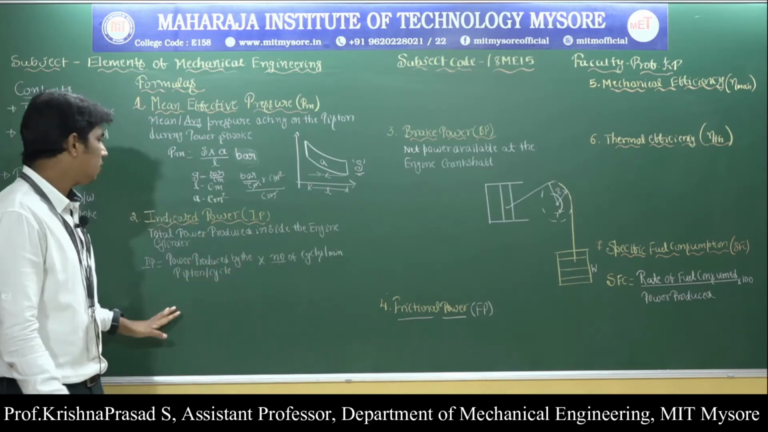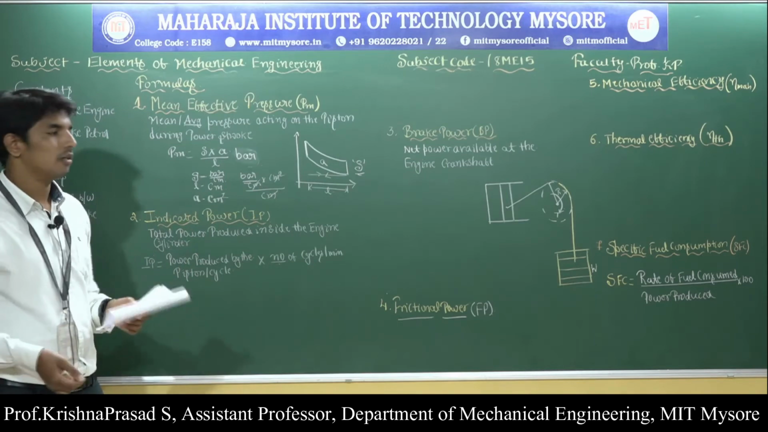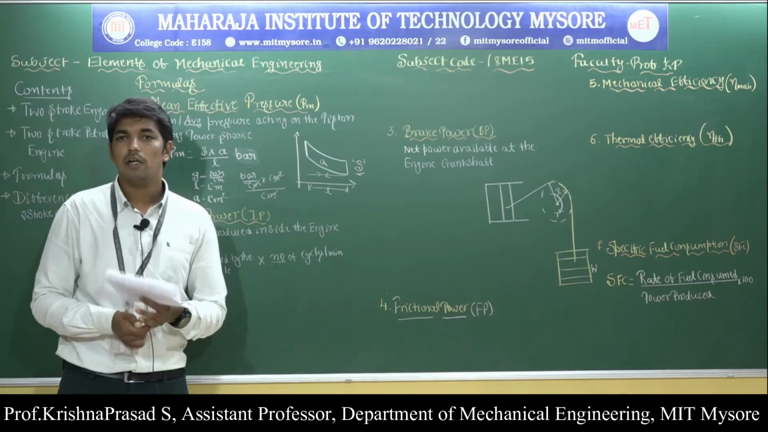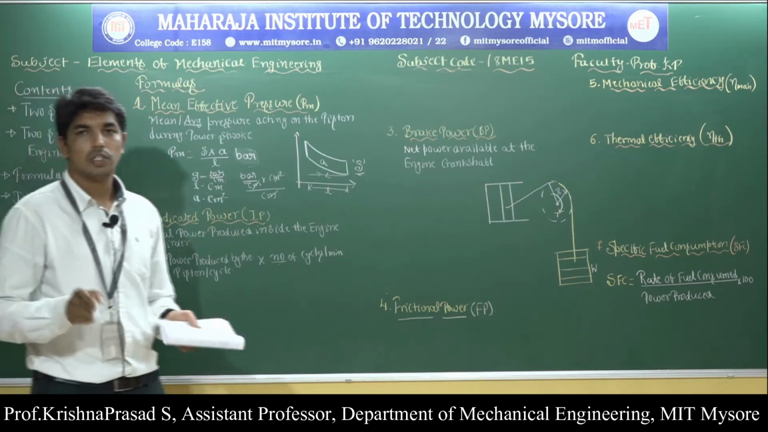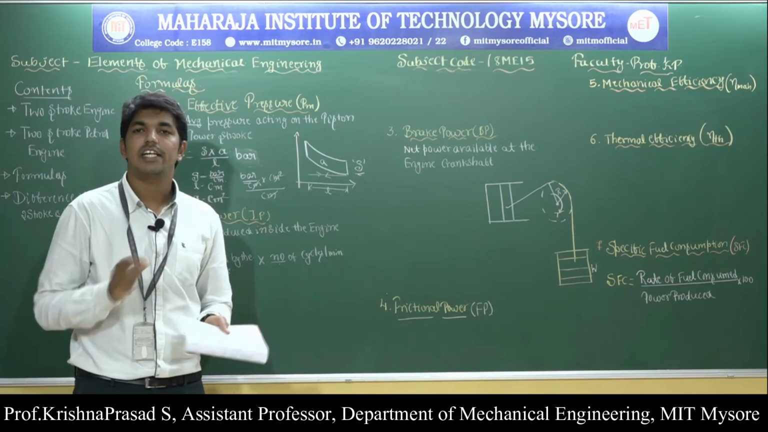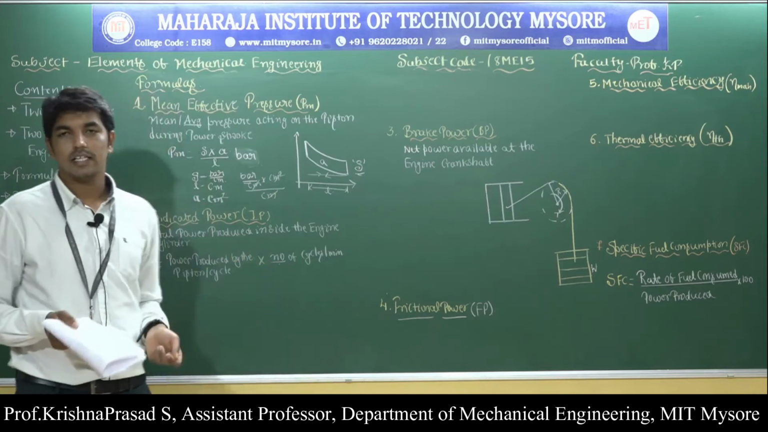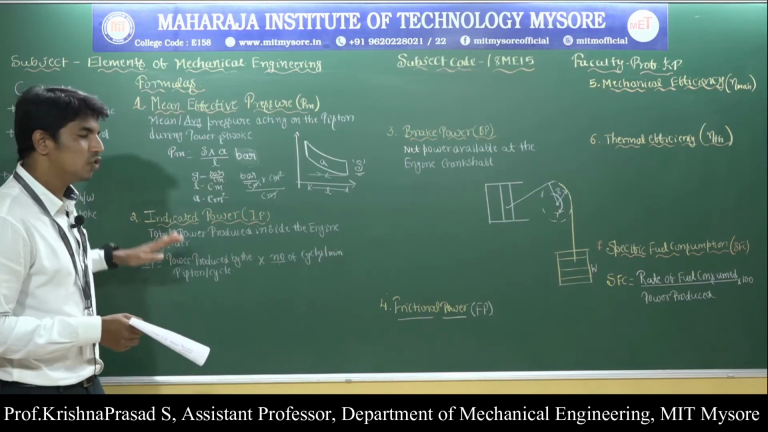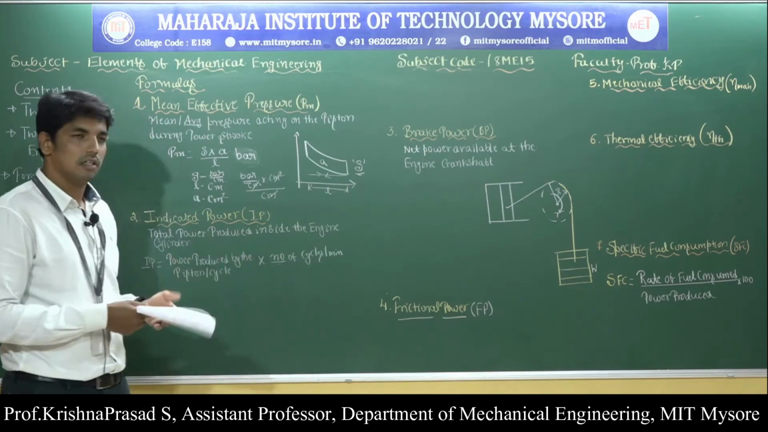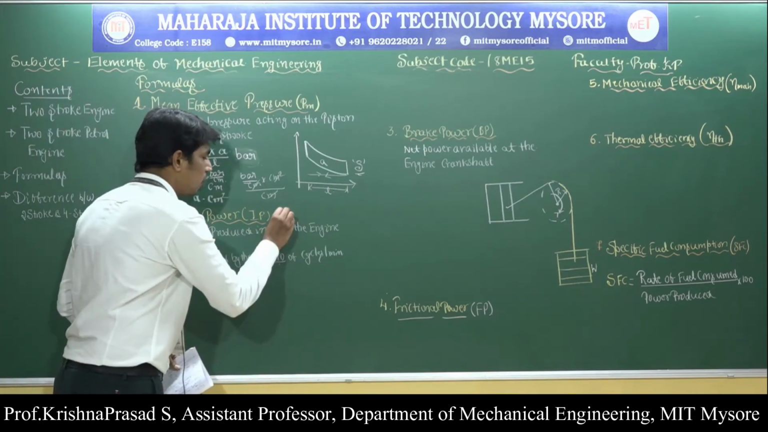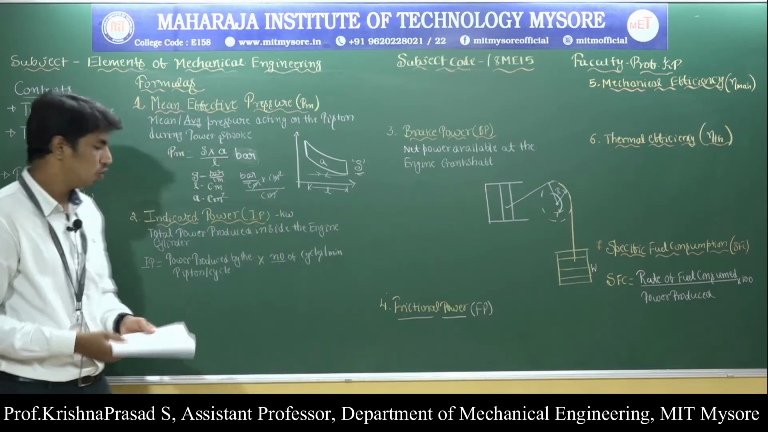Then the second one, what is meant by the indicated power? Indicated power is nothing but the total power developed inside the engine cylinder due to the combustion of the fuel. So then how to calculate the indicated power? It is usually denoted by IP. The unit of the indicated power is obviously kilowatts or watts.